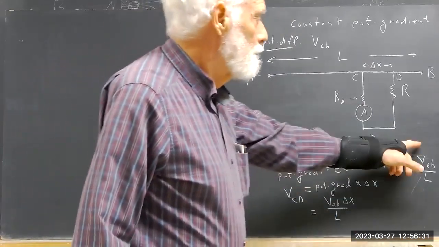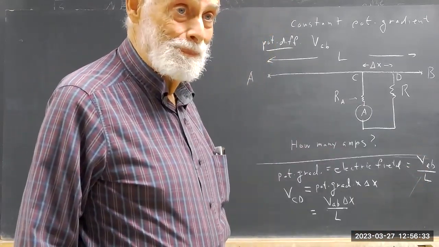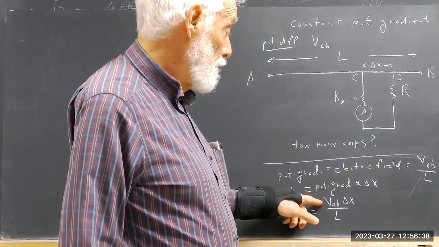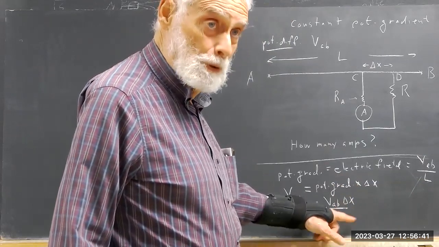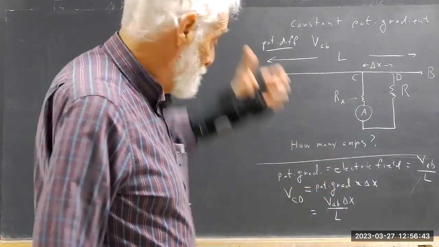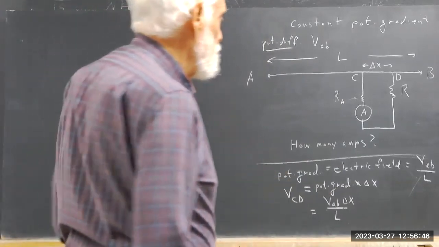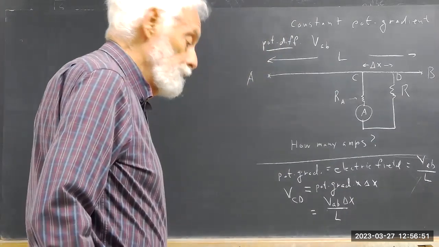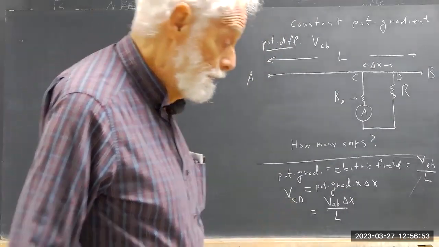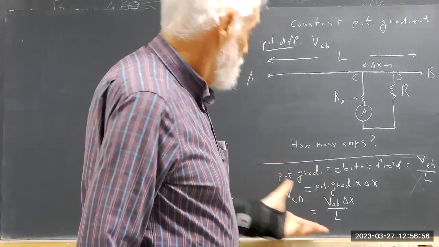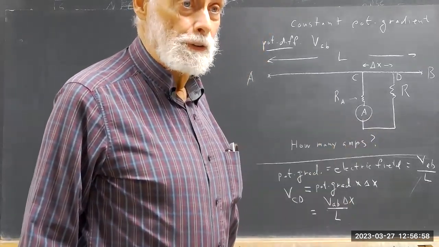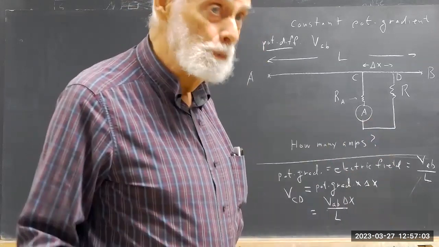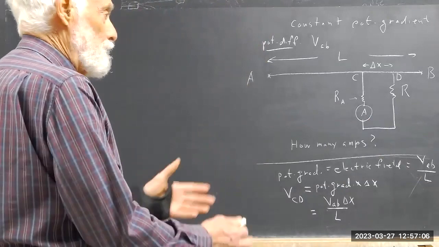Because if you multiply VAB over L by delta X, which is the same thing as multiplying VAB by delta X over L, you want to be careful about that. So we come back to the potential gradient, and we have this. Okay, well now we have a simple series circuit. If you know what to do with series circuits, that's great. But we're not going to do this using formulas for series circuits, because we're starting chapter 46, and you don't even know what the formula is, even though you do. We want to do it from basic principle.